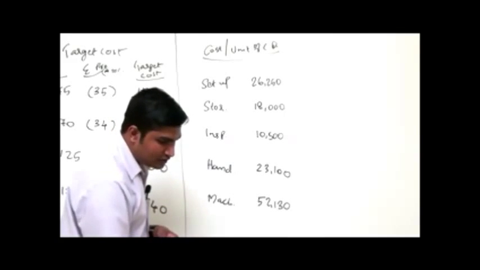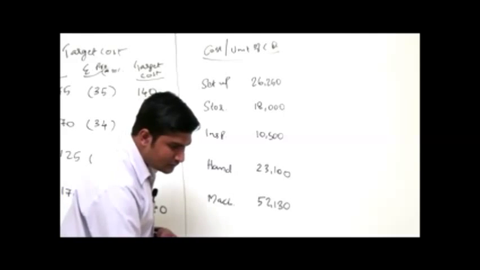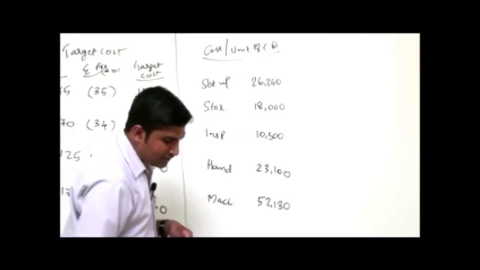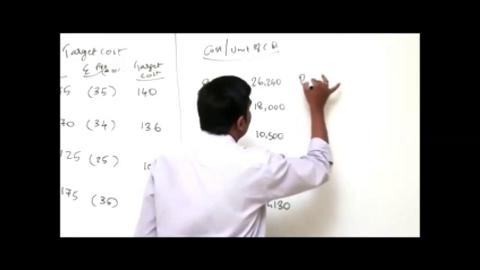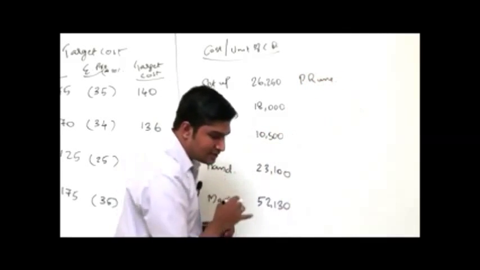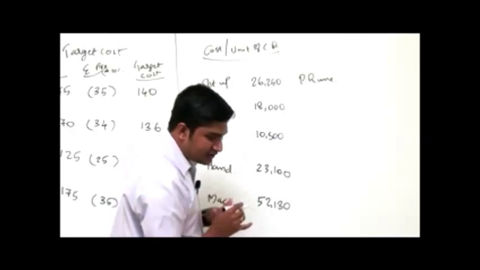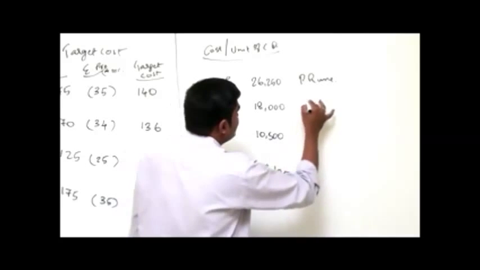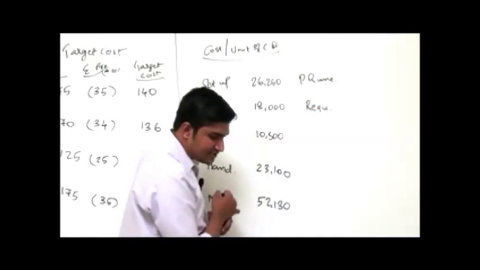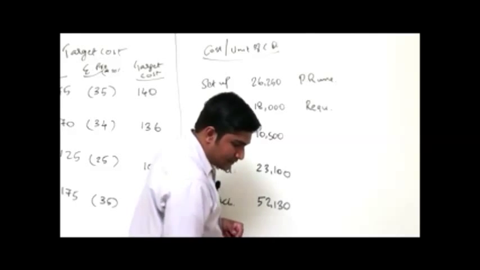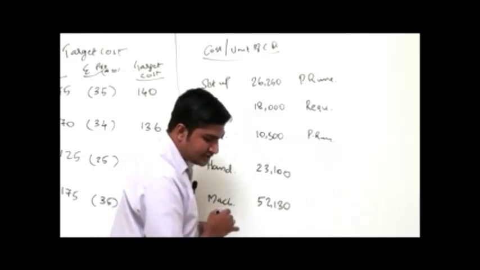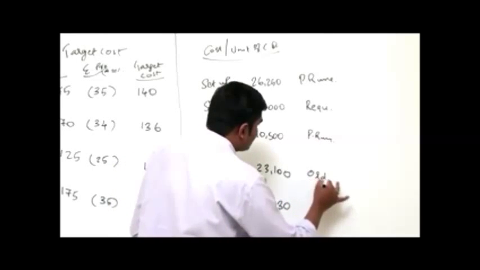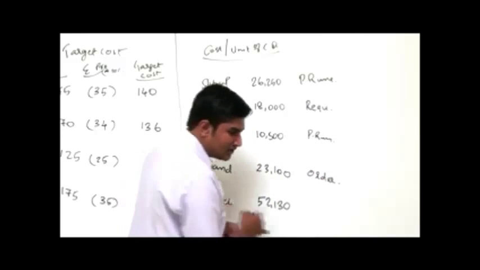Now we have to calculate the total drivers upfront. The setup cost is driven by the total production runs, stores cost is driven by stores requisitions, inspections are driven by production runs, handling charges are driven by orders, and machining charges are driven by machine hours.